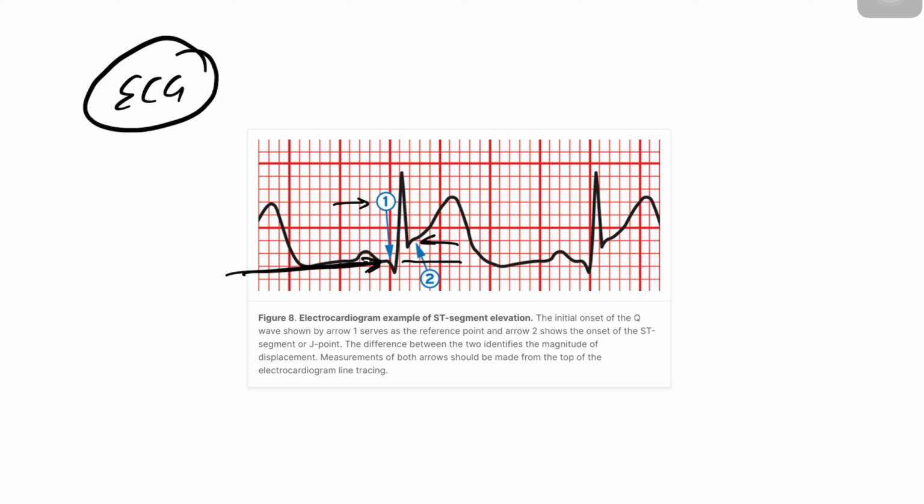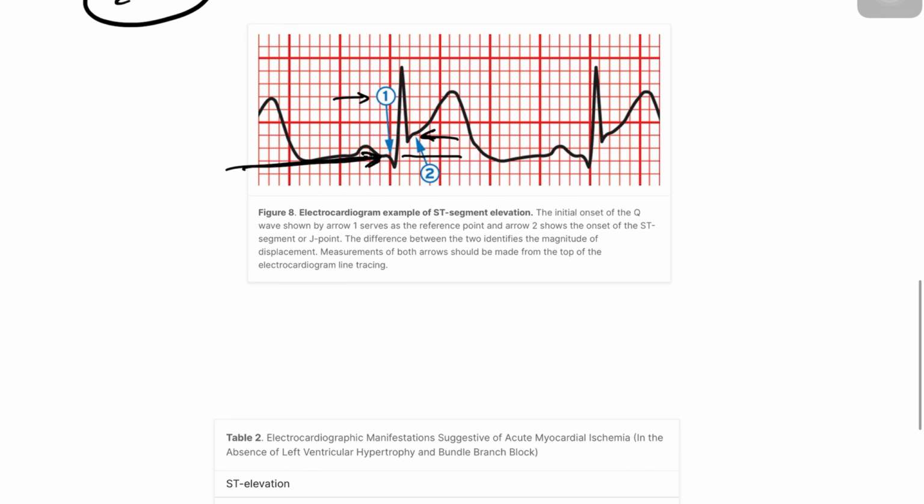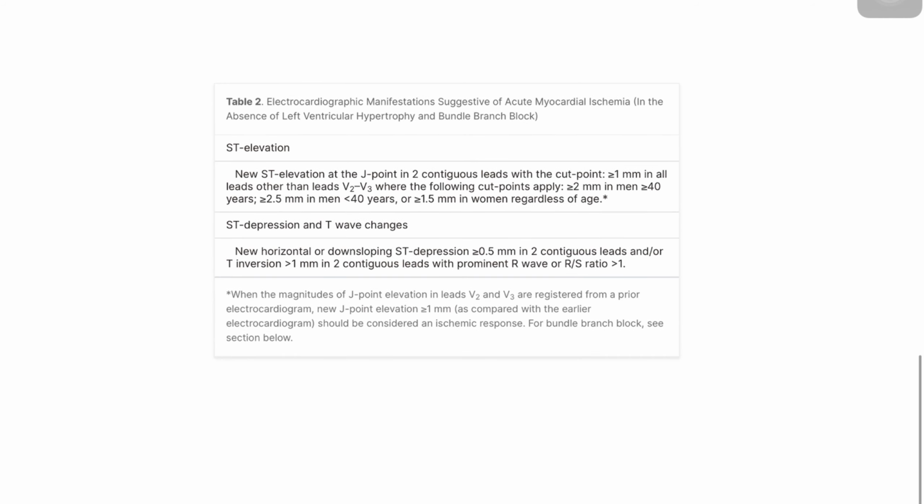Okay, it's about 2 mm. More than 1.5 mm elevation is there. So basically, to measure ST elevation we should measure from the initiation of the Q wave. After that, what are the ECG changes? What are the ECG criteria?